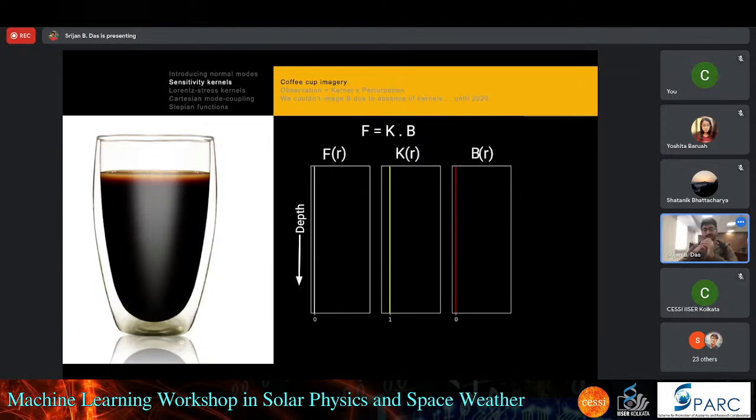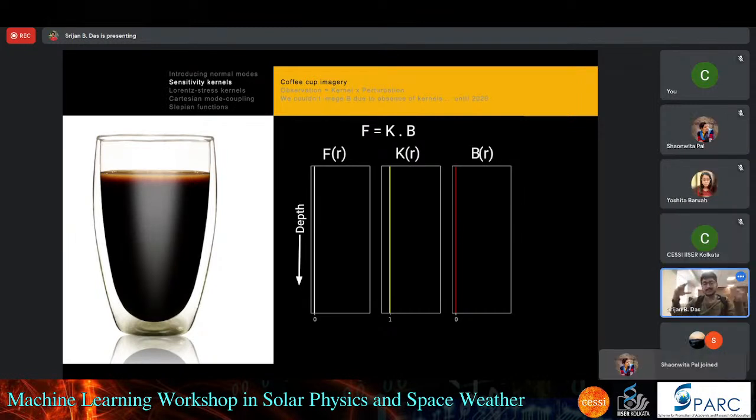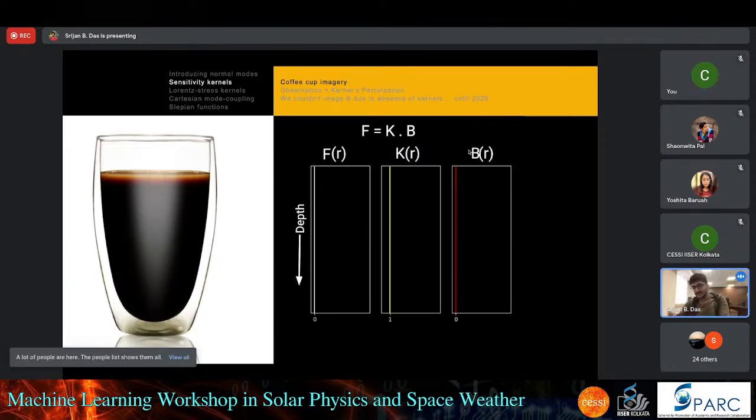And the task is, given the background, given the knowledge of the density of the coffee, you need to find from what you see on the surface where that sugar layer is, where that cream is, and what is the associated density. So this is written through a very simple expression of f equals k times b, where, as we'll see later, b is whatever perturbation we are trying to invert for. In our case, in this example, it's the density. K is the kernel, or the sensitivity kernel, and that is, by the way, the main upshot of the study that I'm presenting. And f is the frequency that you observe on the surface.